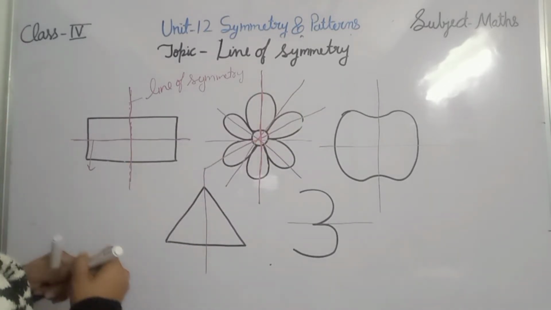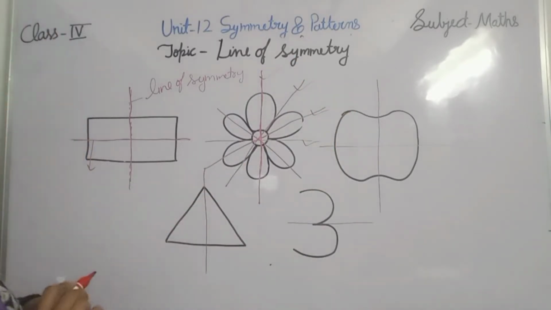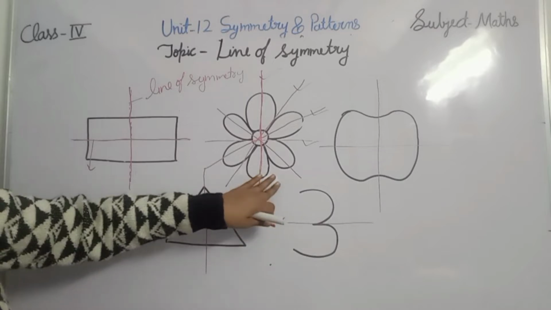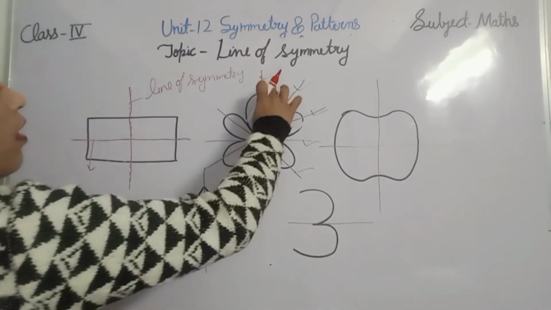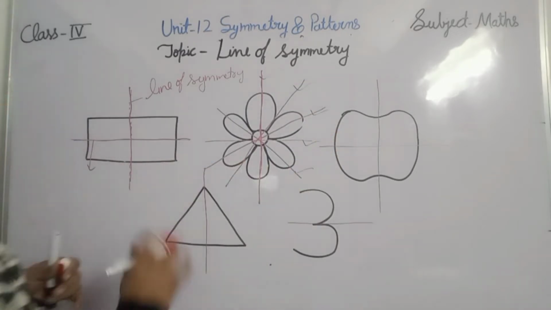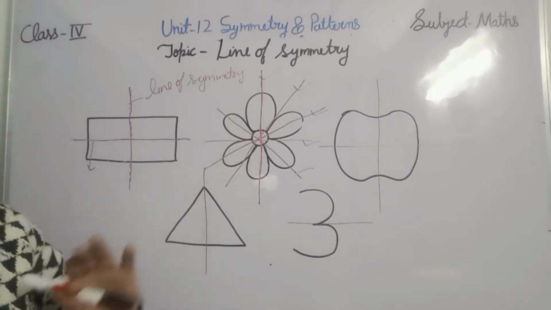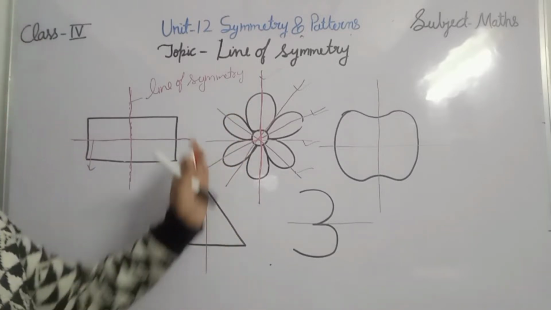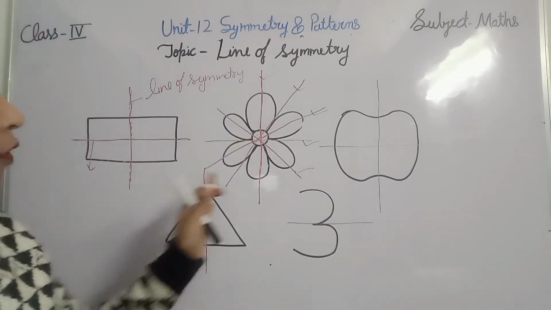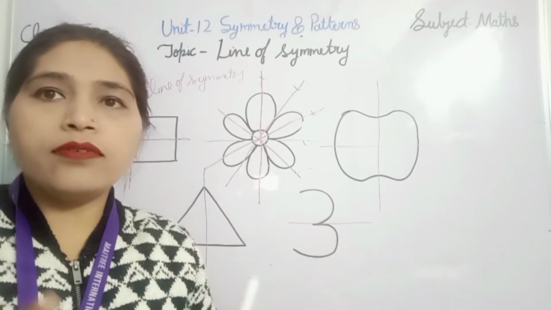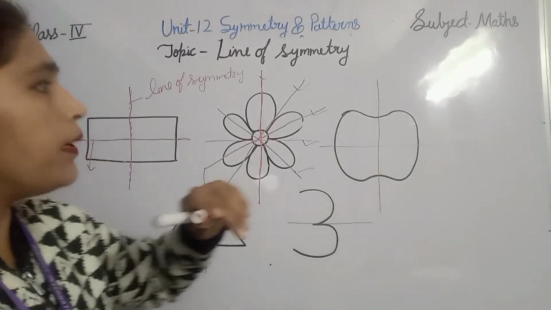So how many lines of symmetry do we have? 1, 2, 3 and 4. Four lines of symmetry we have in this flower, and this is the fifth one. 1, 2, 3, 4, 5 means from five sides we can divide this flower into two equal parts. There are five ways to divide this flower into two equal parts. And for this example, you can make a flower, cut it and just fold it.